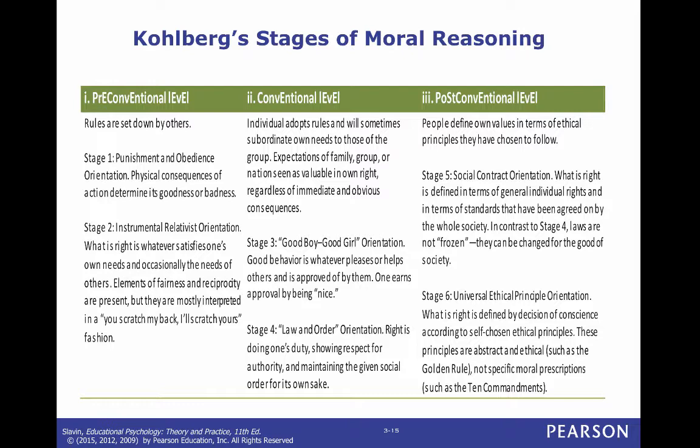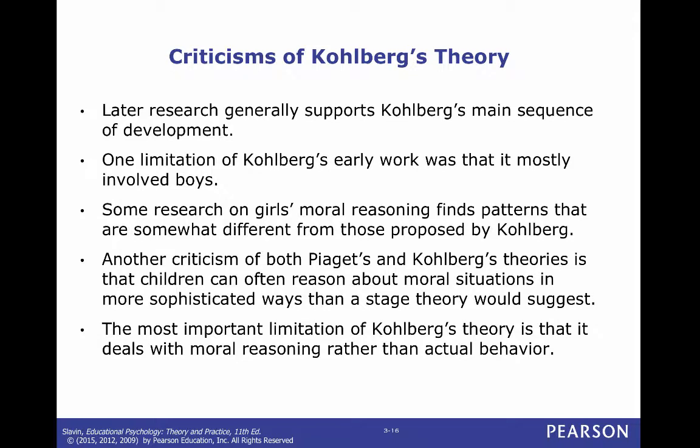So Kohlberg developed these stages out of his interviews. He did all these dilemmas with children and adults of all ages. Some of the criticisms of his research, though: later research generally supports his main sequence of development, but most of his early work was only done with men, so there was some research that suggested that girls have a different pattern than guys do, and they don't necessarily follow the same order that men do.